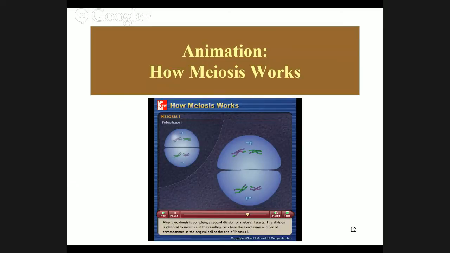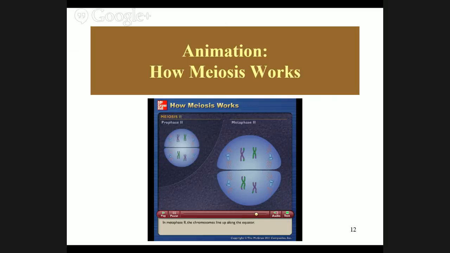After cytokinesis is complete, a second division, or meiosis 2, starts. This division is identical to mitosis, and the resulting cells have the exact same number of chromosomes as the original cell at the end of meiosis 1. In prophase 2, we now have two cells, each with two chromosomes. In this stage, the spindle fibers again start to form at the poles of the cell.